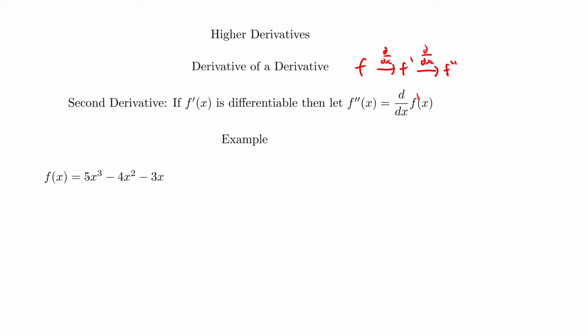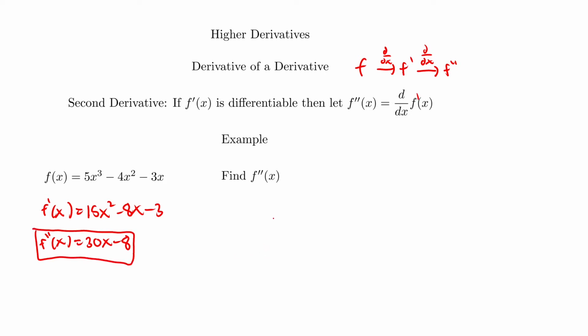basically, f of x is going to be 5x cubed minus 4x squared minus 3x. If I want to find the second derivative, the way in which I would do this is I'm going to first find f prime of x. That's going to be 15x squared minus 8x minus 3. And then if I want to find f double prime of x, we would take the derivative again, and this is going to be 30x minus 8. So that will be our second derivative.